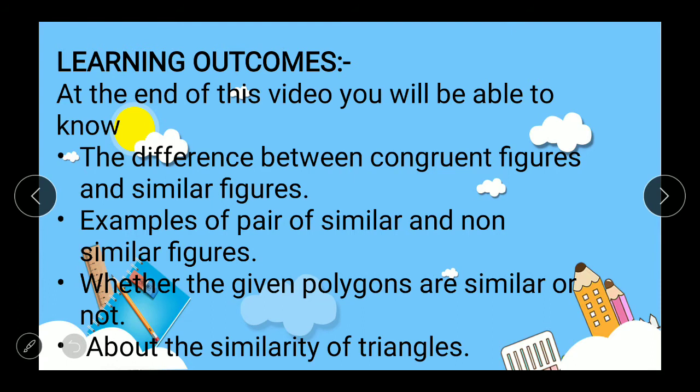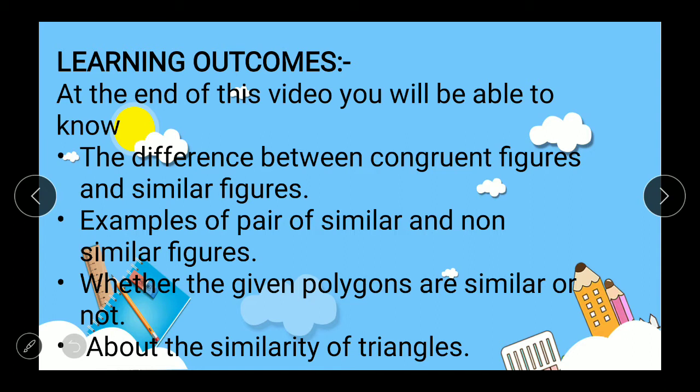At the end of this video, you will be able to know the difference between the congruent figures and similar figures. You will also know about the examples of the pair of similar and non-similar figures. You can check whether the given polygons are similar or not. You will also have knowledge about the similarity of the triangles.